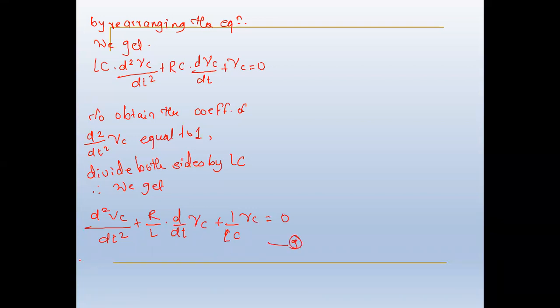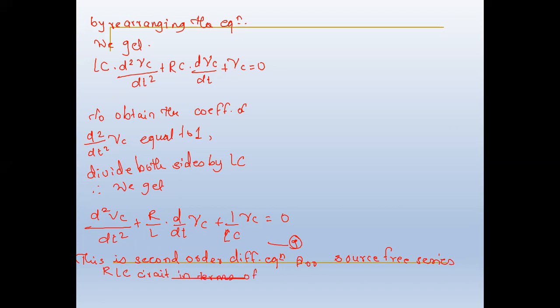So this is the second order differential equation for source free series RLC circuit in terms of capacitor voltage, that is VC. Okay, so this is for the source free.